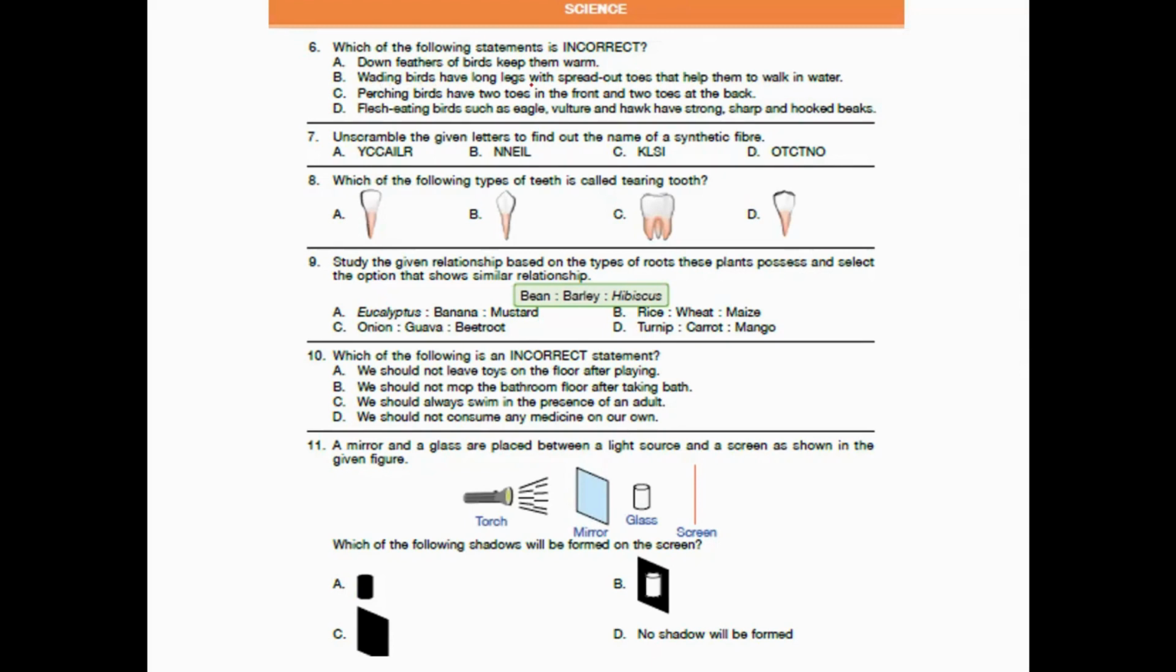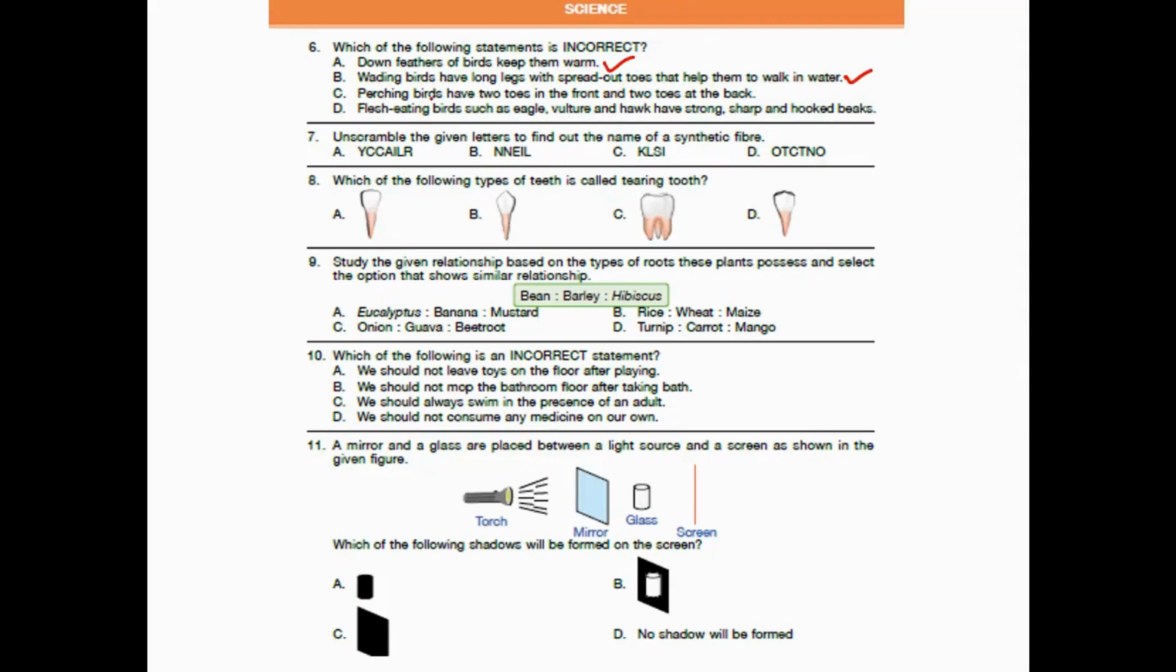Wading birds have long legs with spread out toes that help them to walk in water. This is also correct. Like cranes, they have long legs and spread out toes that can help them to walk in water. This is also correct, right?